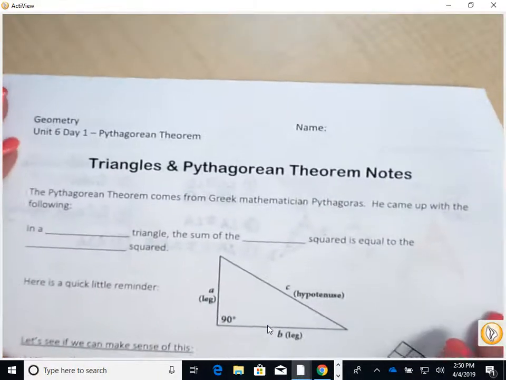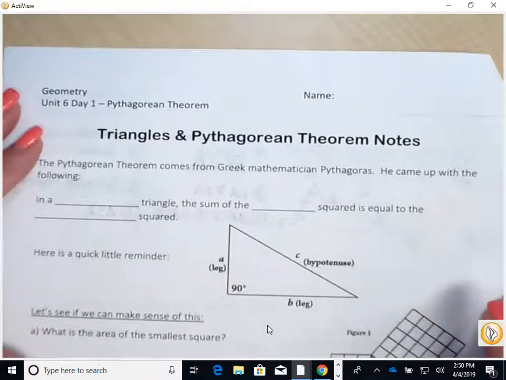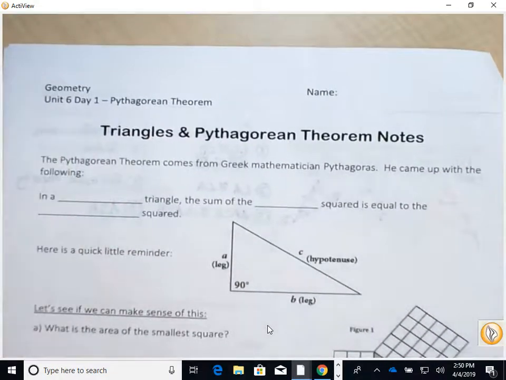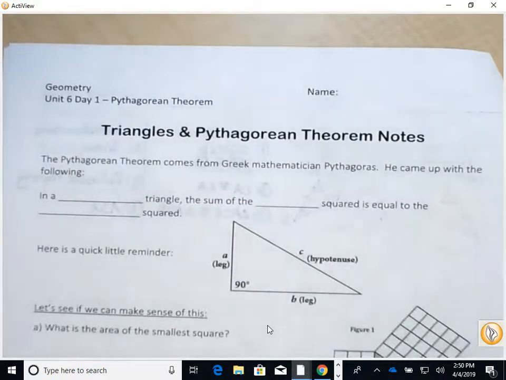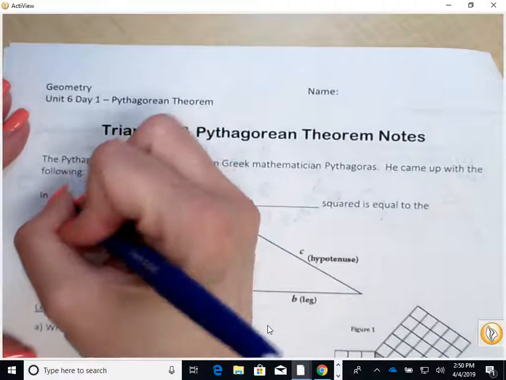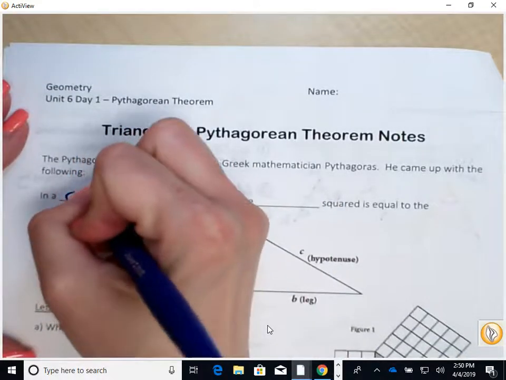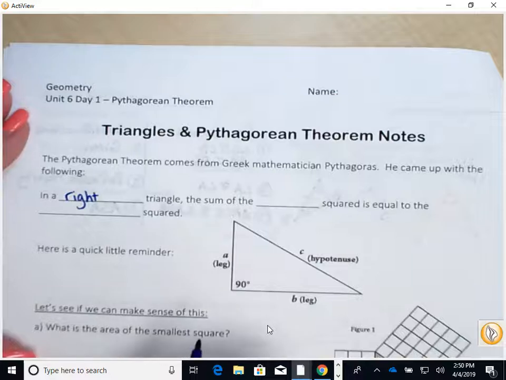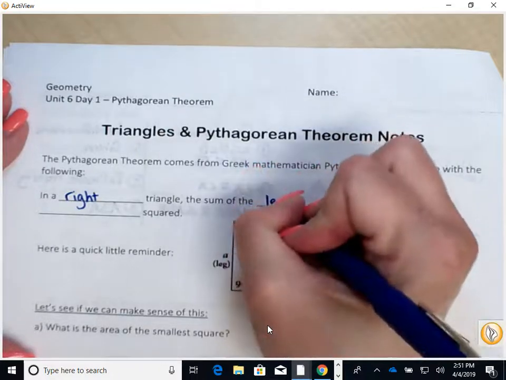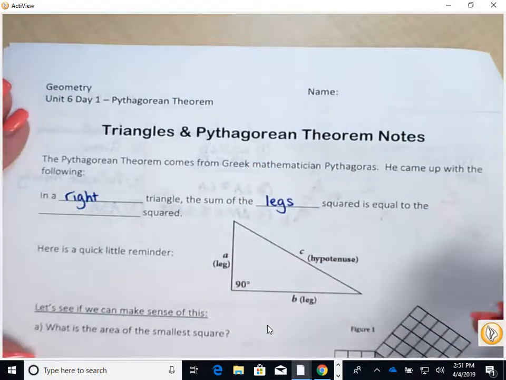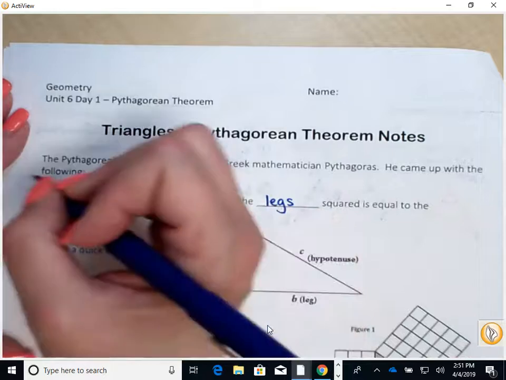So in your notes packet, we've got some notes to fill out. Triangle and Pythagorean Theorem notes. The Pythagorean Theorem comes from the Greek mathematician Pythagoras, and he came up with the following. In a right triangle, the sum of the legs squared is equal to the hypotenuse squared.